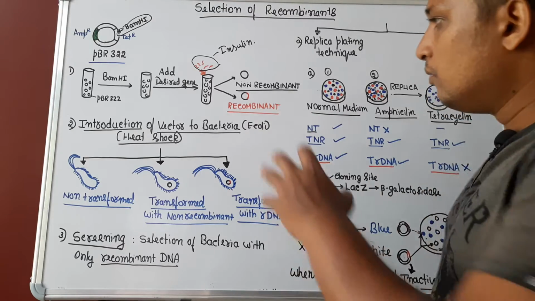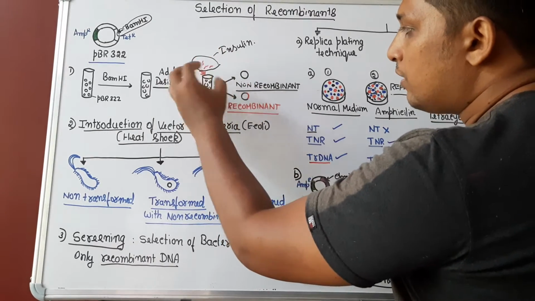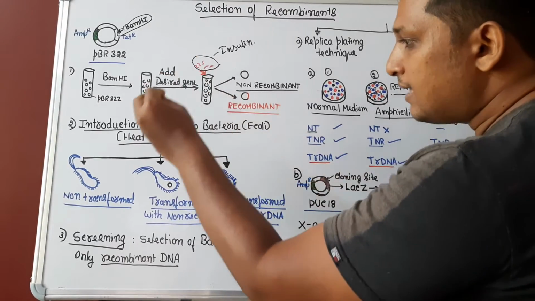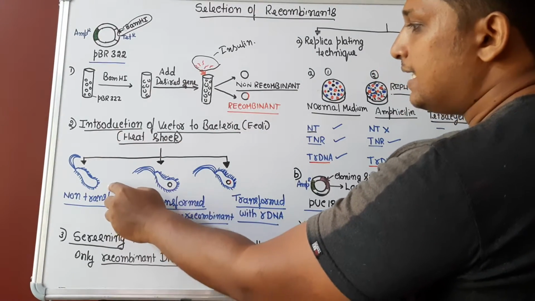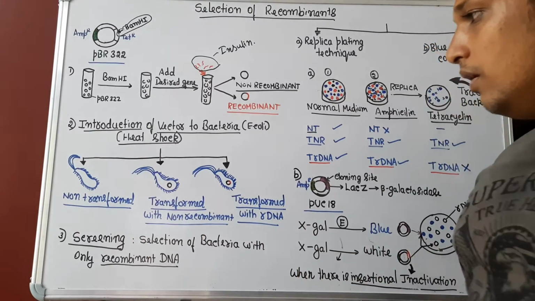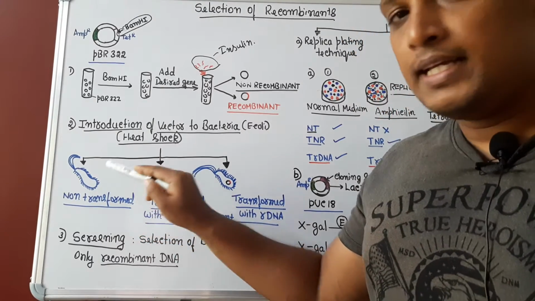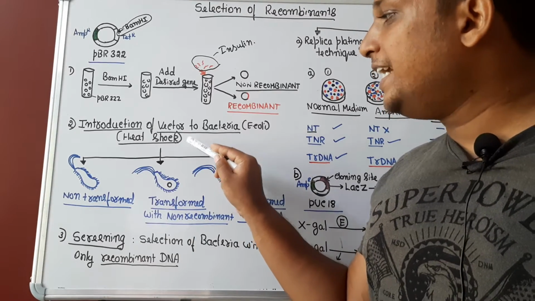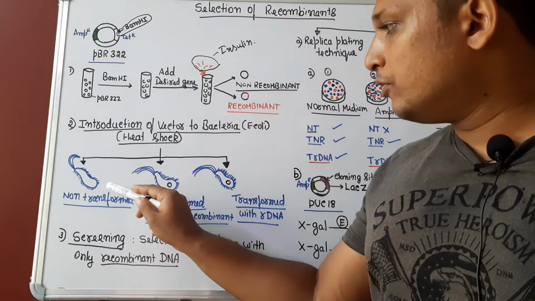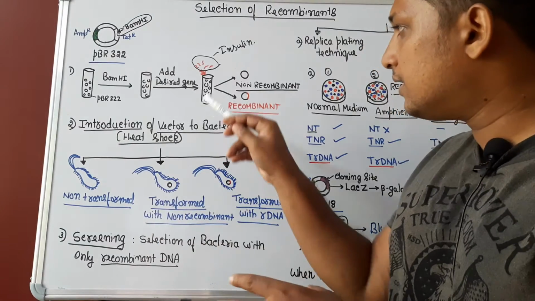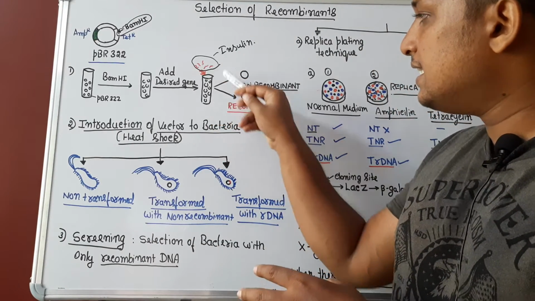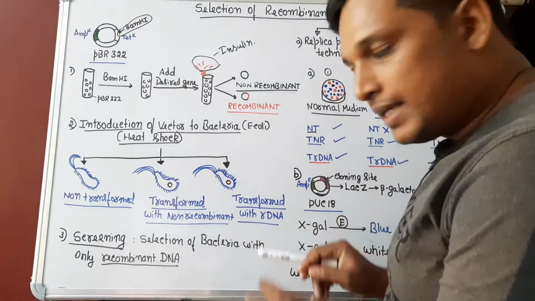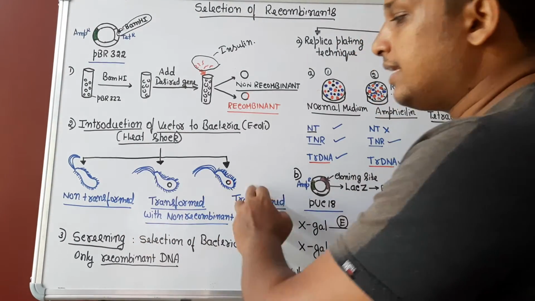Next step is, once in your test tube non-recombinants are there, recombinants are there, now transfer it into the bacterial cell like E. coli. E. coli is commonly called the host cell. How to transfer? Use the heat shock method. By using the heat shock method, when you transfer these restriction endonuclease treated plasmids randomly into the bacterial cell, you will end up getting three kinds of cell.